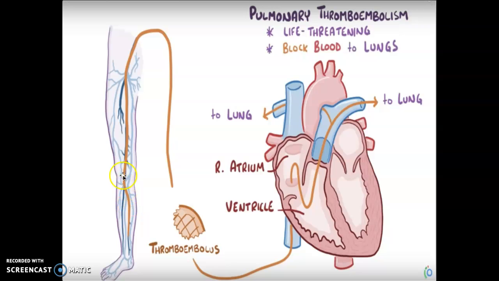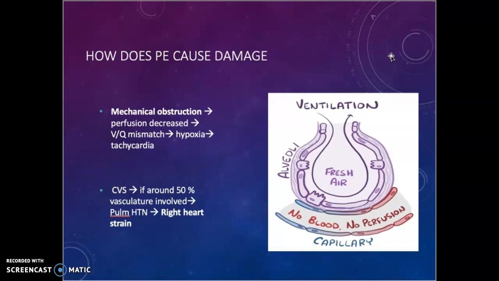So this clot forms at the level of the deep venous system, travels as a thromboembolus through the inferior vena cava to the right atrium, goes into the right ventricle, travels through the pulmonary artery towards the lungs, and then blocks blood to the lungs. This can develop into a life-threatening condition, and you will have to intervene as soon as possible.